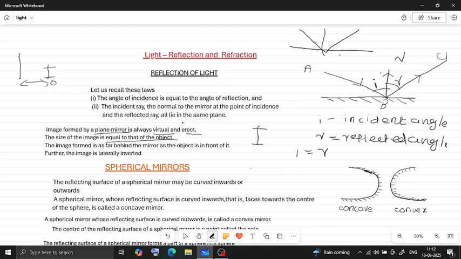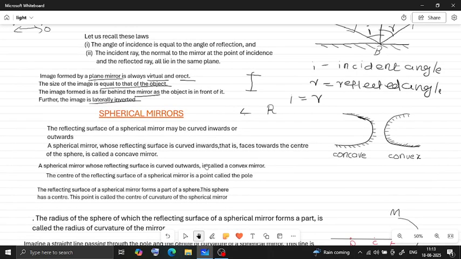That is, we can say that the image is formed far behind the mirror. In a plane mirror, the image is always formed far behind the mirror. So when we look into the mirror, we can say that it is far behind the mirror. Also, the image is laterally inverted. That is, our left side will be the right side in the mirror. We can clearly see that it is laterally inverted.